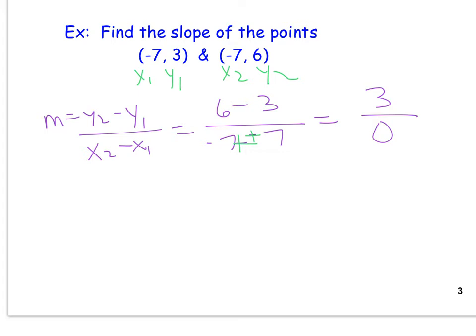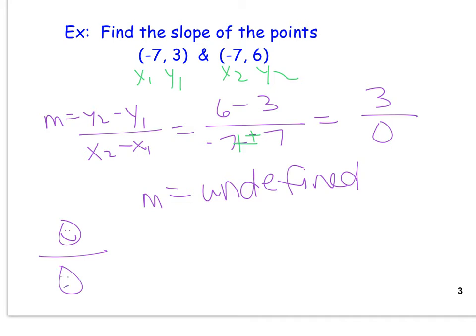I have 3 cookies and I'm dividing them among 0 friends. Well, I can't give any cookies out because I don't have anybody to give them to, so therefore this is what we call a slope of being undefined. You cannot divide by 0. Remember, 0 in the top is happy, 0 in the bottom is sad.